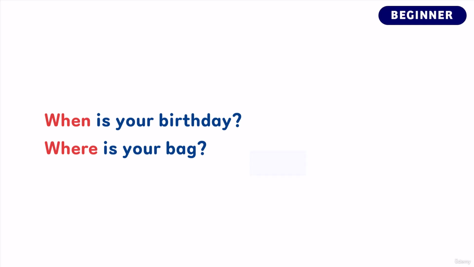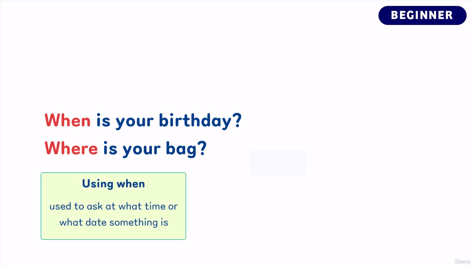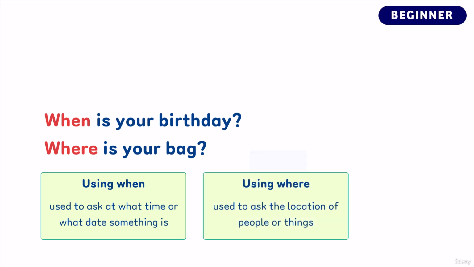When is your birthday? Where is your bag? First, we use when to ask at what time or what date something is. And we use where to ask the location of people or things. And in these questions, we are asking when, what date someone's birthday is, and the location of someone's bag.